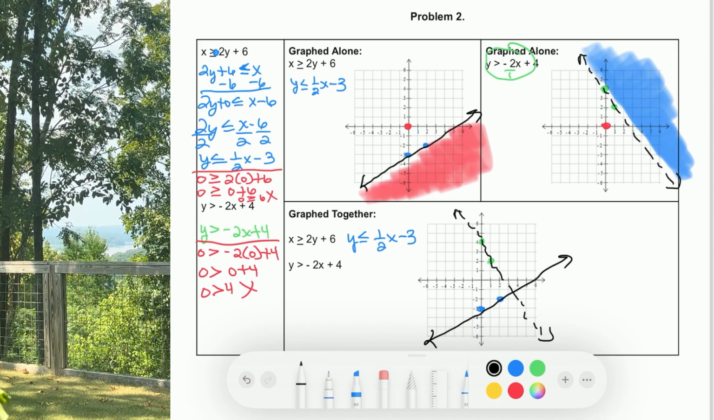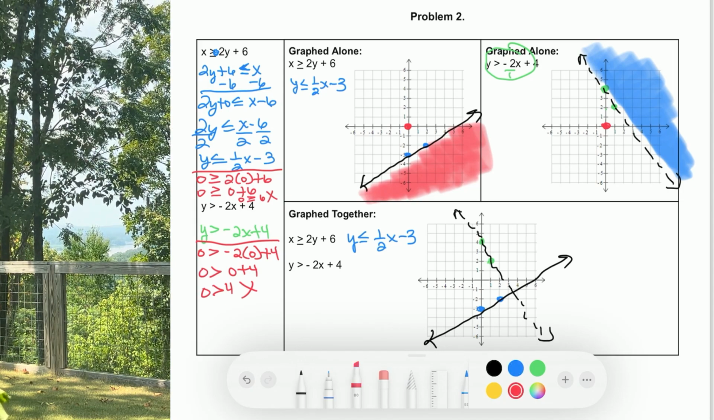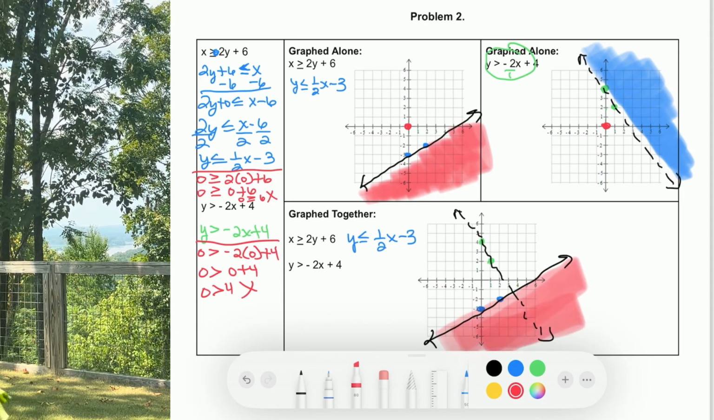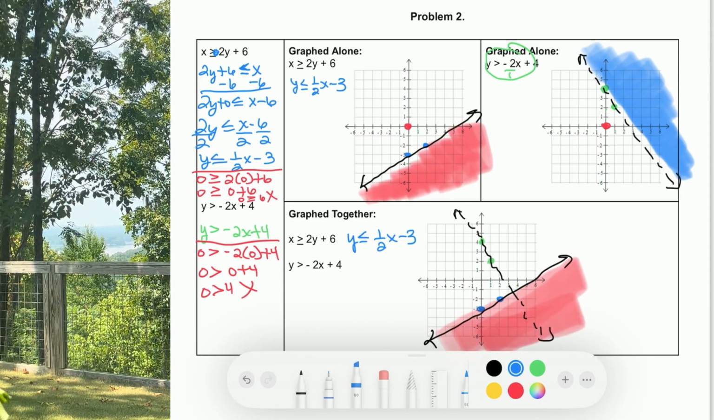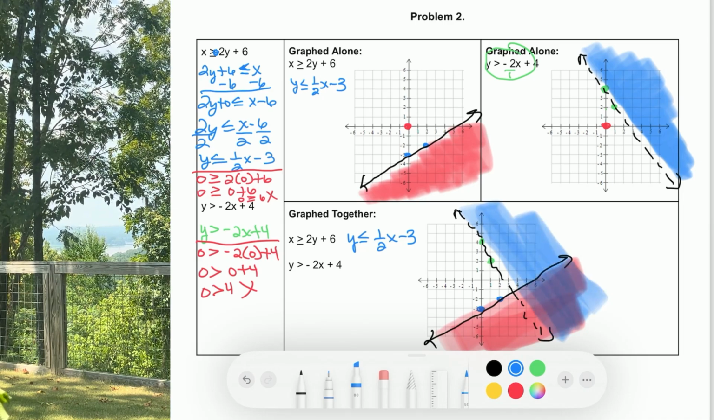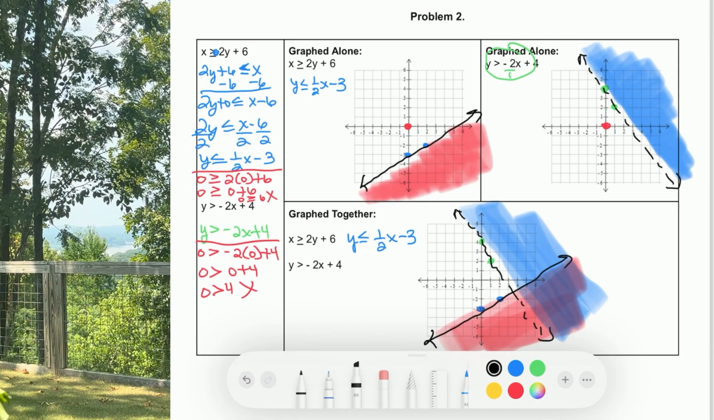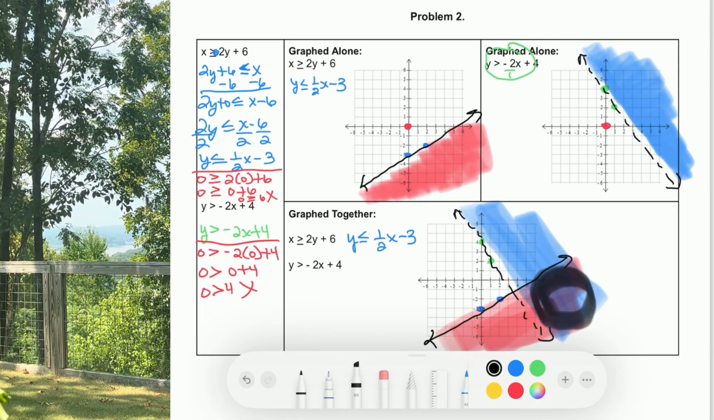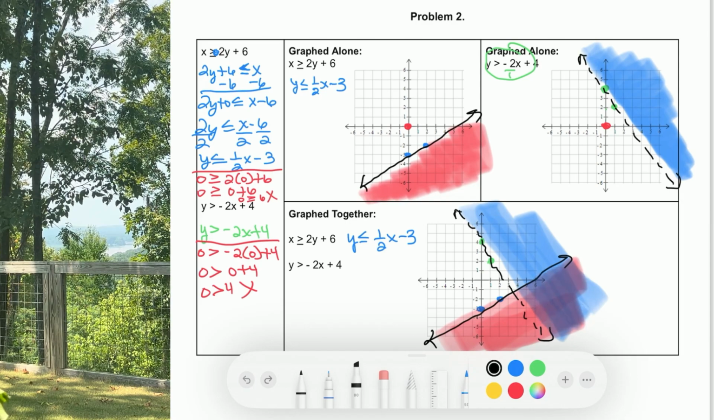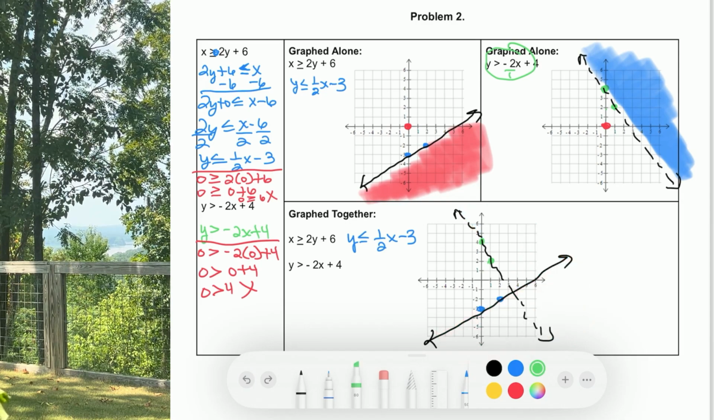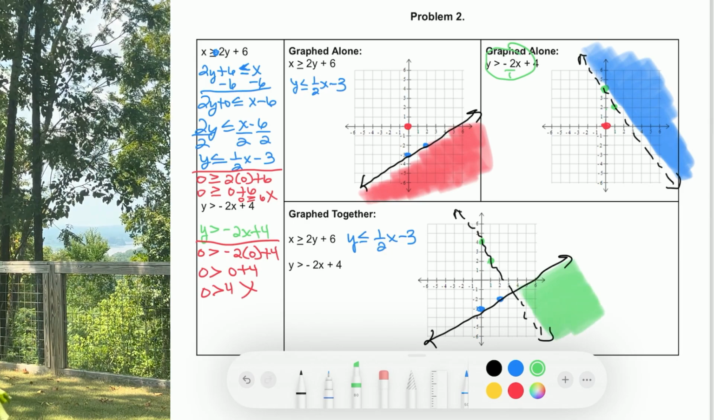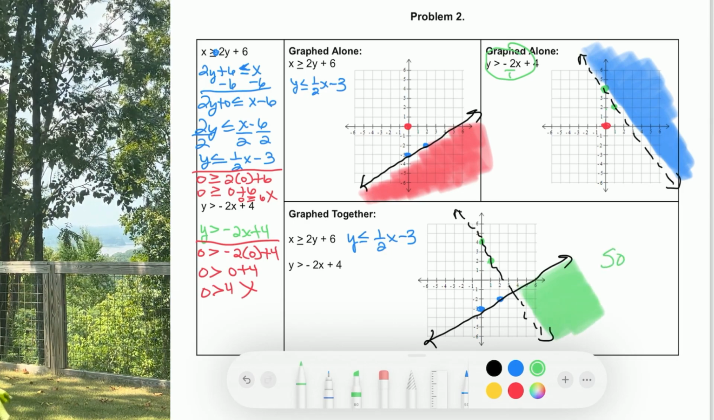All right, now let's do our shading. My first one had its shading down here. My second one had its shading right here. And I can tell that the area that they share, where they overlap, is right here. That's where they have solutions that will work in both equations. So what I'm going to do is just shade this region here. That is my solution area.